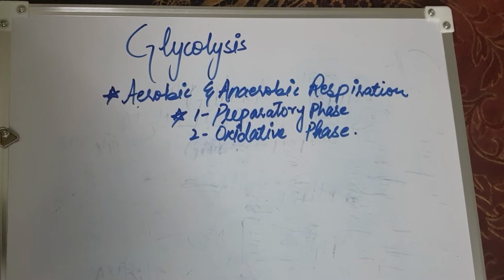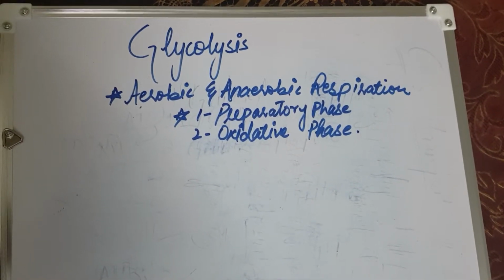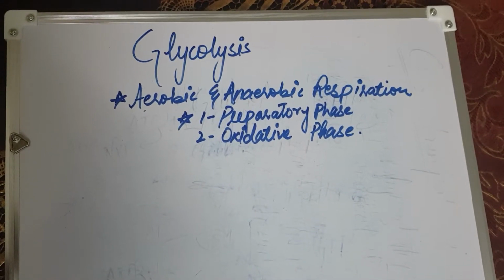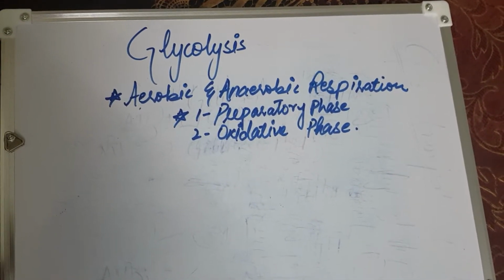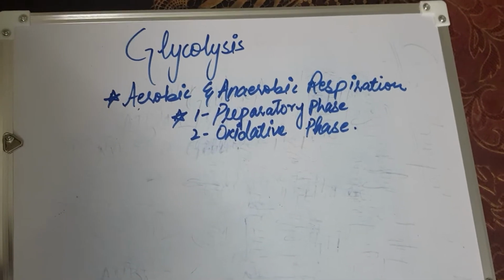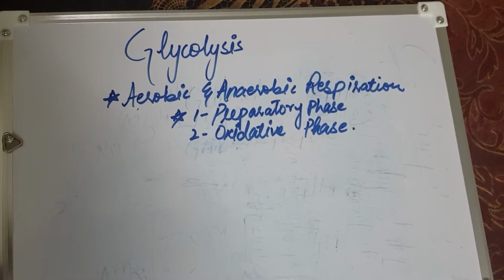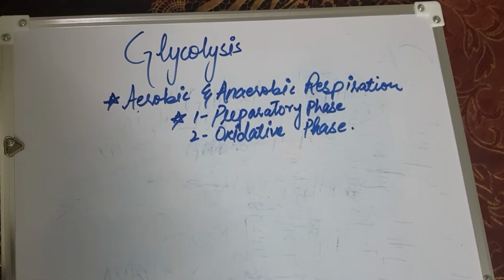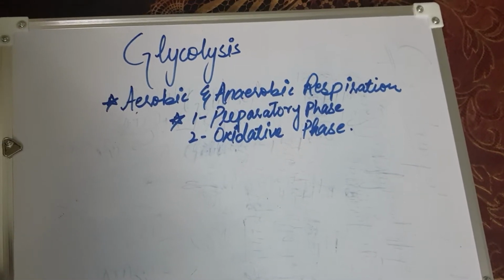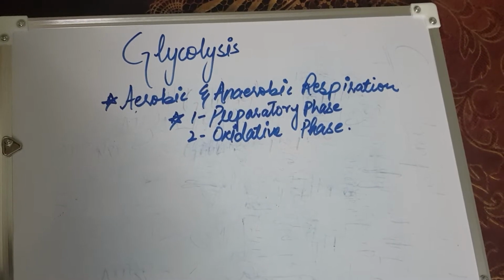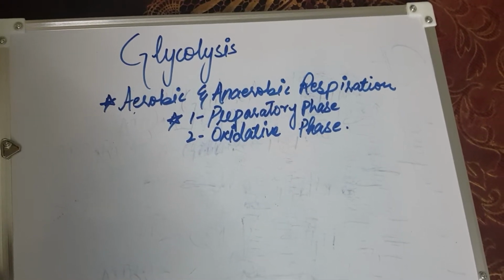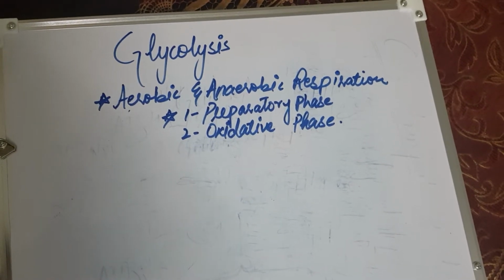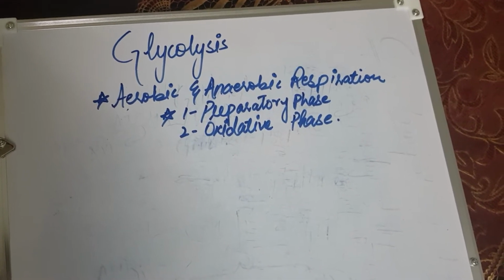Glycolysis is the process which occurs in the cytoplasm, and it is common both in aerobic and anaerobic respiration. Aerobic respiration is the process which occurs in the presence of oxygen, whereas anaerobic respiration occurs in the absence of oxygen. So glycolysis is common in both of these two types of respiration. Glycolysis completes in two steps. The first step is known as the preparatory phase, and the second step is known as the oxidative phase.